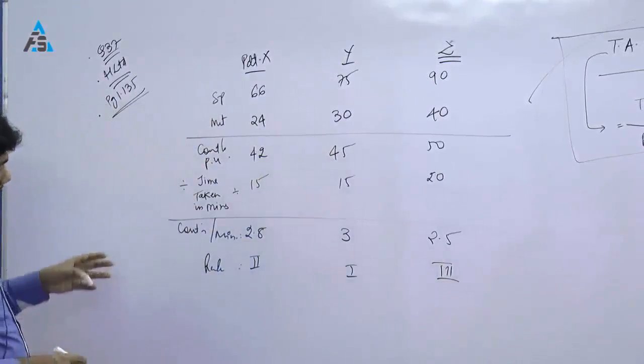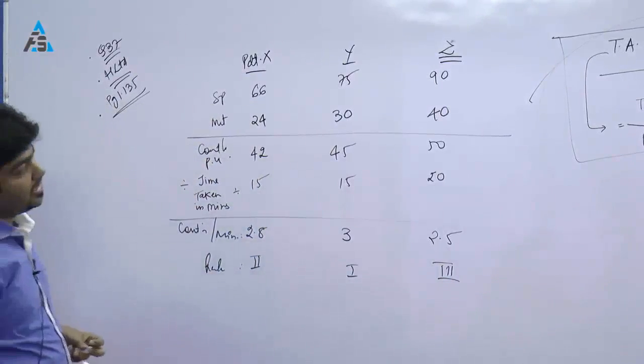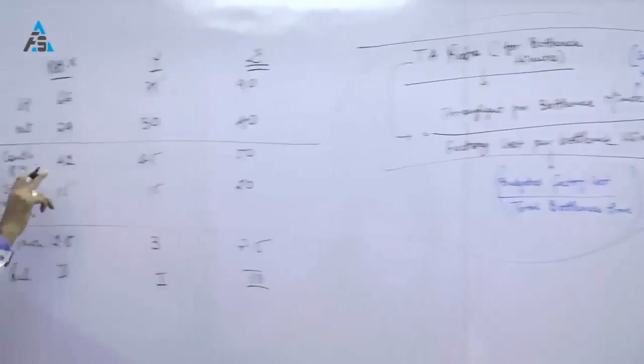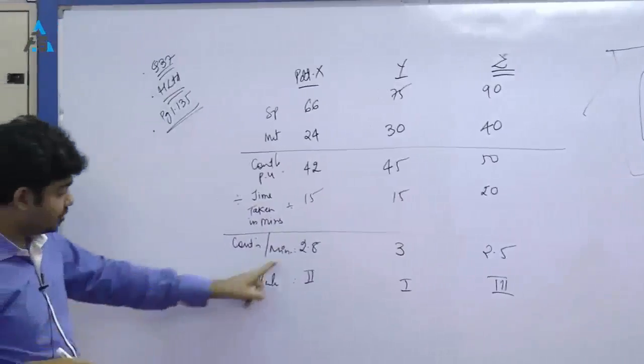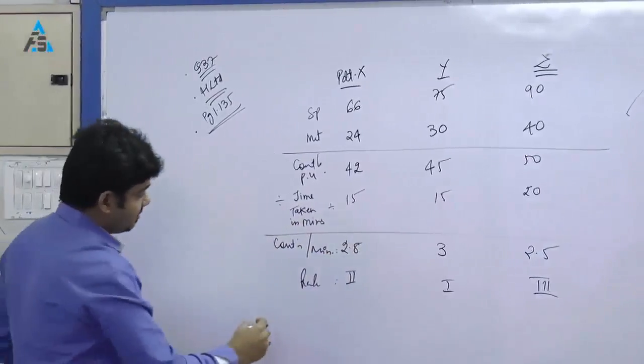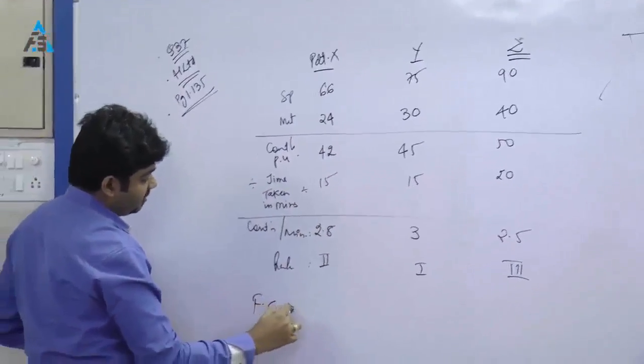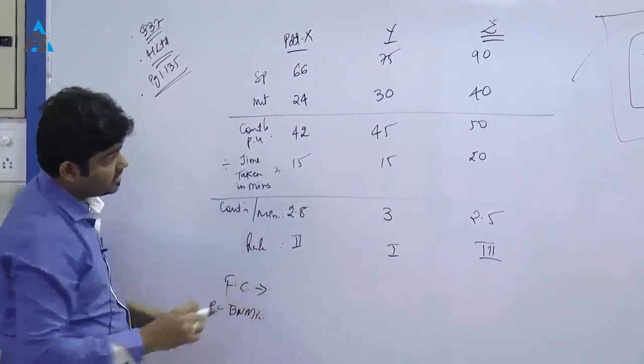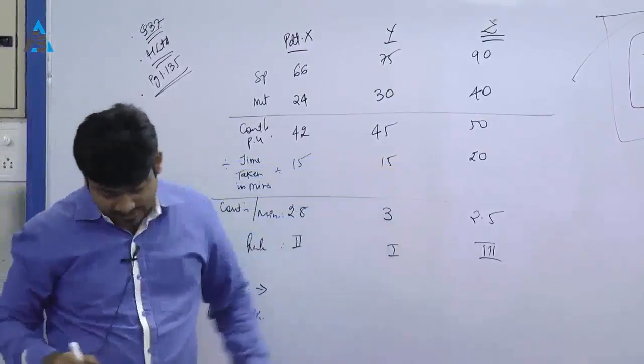Now I have to calculate what? TA ratio. How do you calculate that? So TA ratio is throughput per bottleneck minute, which is contribution per minute, done and dusted. Factory cost per bottleneck minute, which is what? Factory cost per bottleneck minute is nothing but budgeted factory cost divided by total bottleneck time.